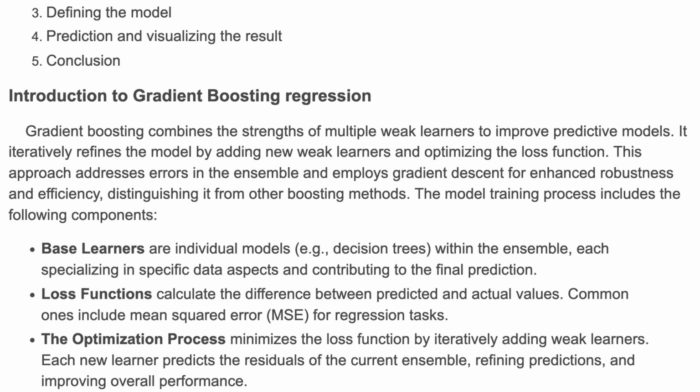The first one is the base learners. They are individual models, here decision trees, within the ensemble, each specializing in a specific data aspects and contributing to the final prediction. Loss functions calculate the difference between predicted and actual values. Common ones include the mean squared error for regression tasks. The optimization process minimizes the loss function by iteratively adding weak learners. Each new learner predicts the residuals of the current ensemble, refining predictions and improving overall performance.